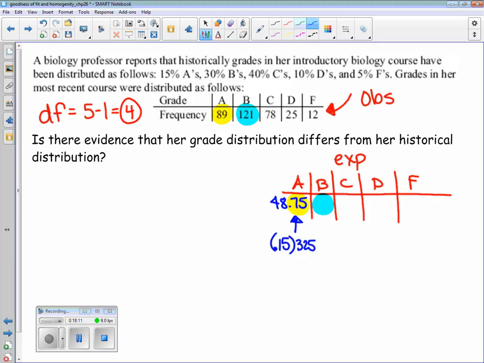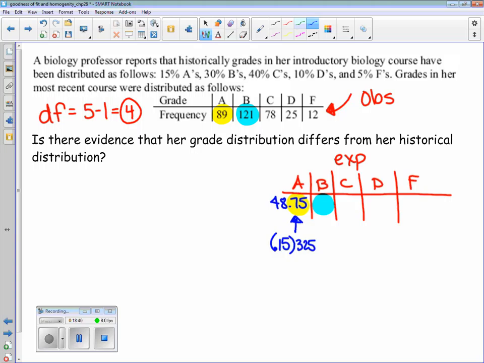48.75. Now before, when we did this in our calculator, didn't we have to round that? When we did proportions, it didn't like when we put decimals in, did it? It's okay here. So these are just expected counts. They're not what actually happened. It's not part of the sample. The sample numbers cannot be decimals because they're counts. The expected ones can be. It's not a big deal.